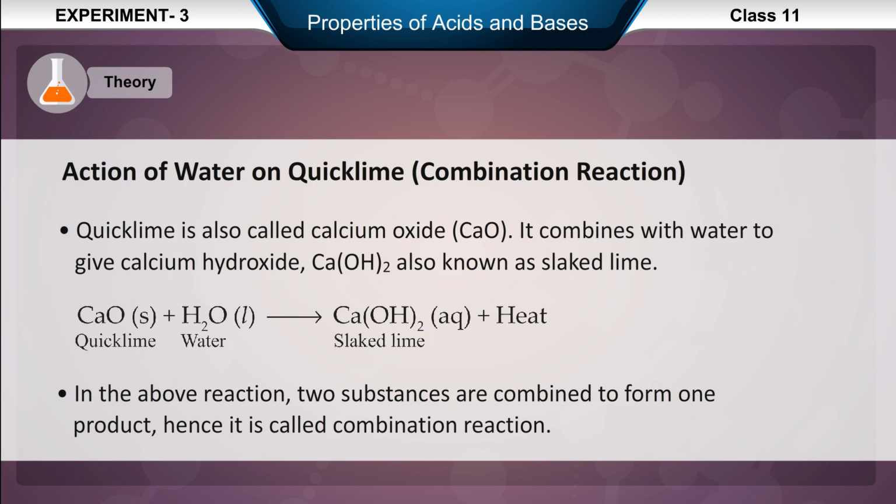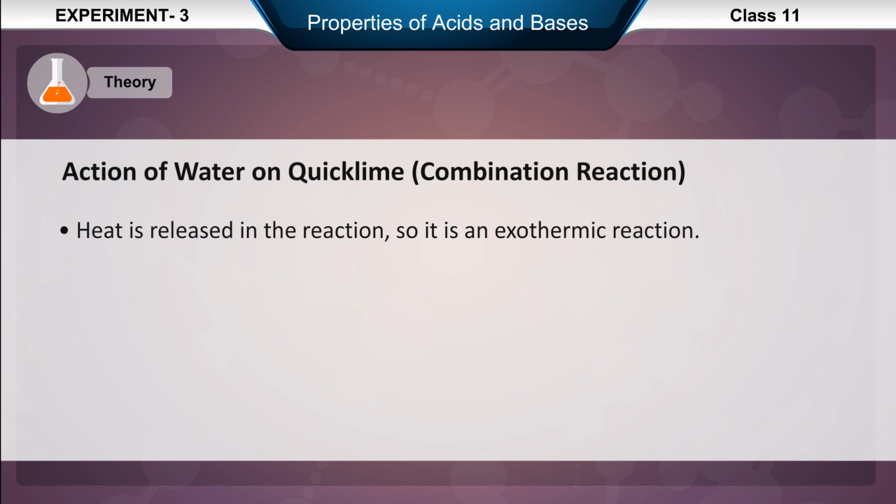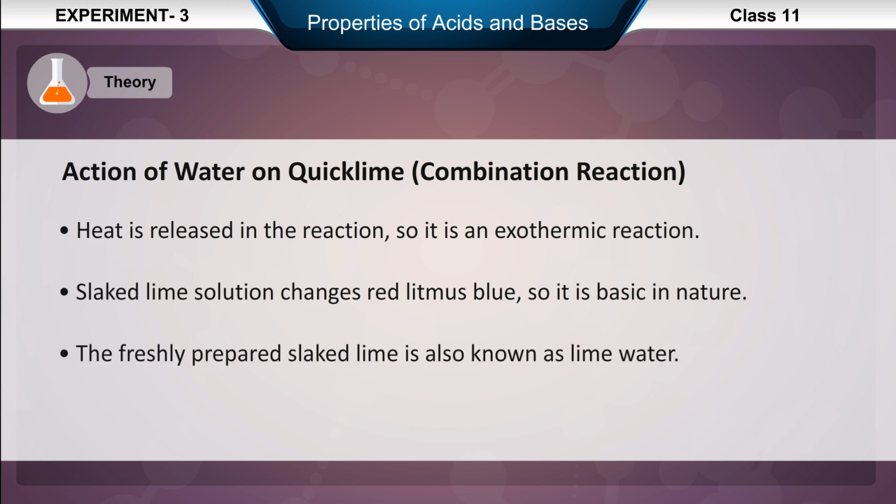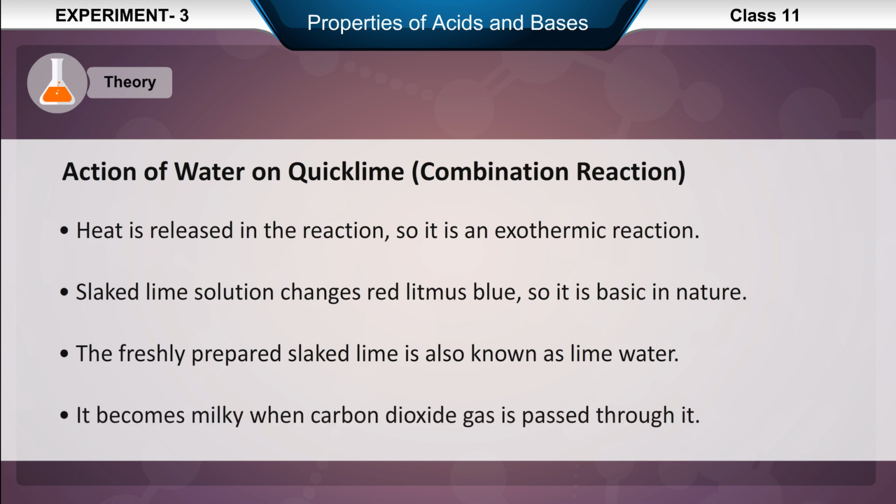In the above reaction, two substances are combined to form one product, hence it is called a combination reaction. Heat is released in the reaction, so it is an exothermic reaction. Slaked lime solution changes red litmus blue, so it is basic in nature. The freshly prepared slaked lime is also known as lime water. It becomes milky when carbon dioxide gas is passed through it.